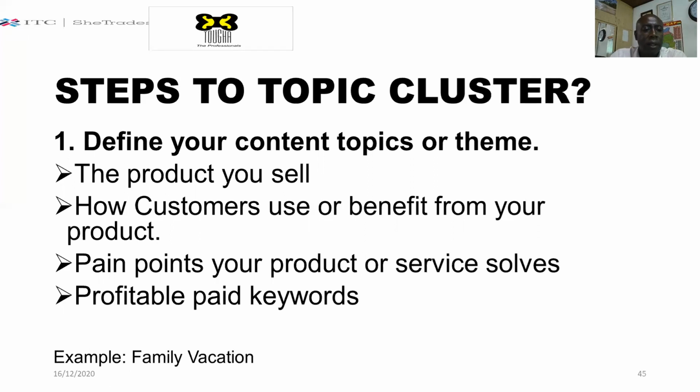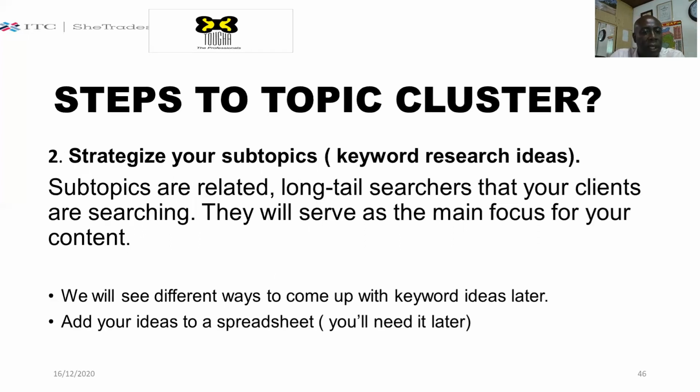So a bit more in detail is what you have here. So you define your content topics or theme. I've given a bit more detail on how to go about it. And then you strategize by way of your subtopics. Also, I mentioned the fact that some of the keywords that you have to use, depending on your business strategy, you should be looking at a combination of a long tail keyword, or what you call the fat head, that short one, so that it can serve both your long-term interest and the short-term interest as well. But we will look at different ways to come up with these keyword ideas as we proceed.